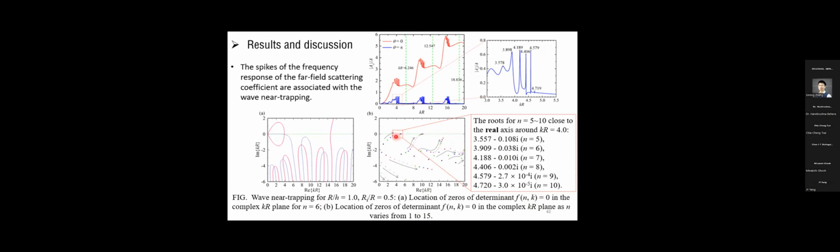You can see the roots for N ranging between 5 and 10 are quite close to the real axis around 4. The values are listed here. So it is very clear that the first cluster of the spikes of the response can be associated with these roots. You see this value here and this 3.909 here, etc. So we can tell the spikes of the frequency response of the far field scattering coefficients are associated with the wave near trapping.